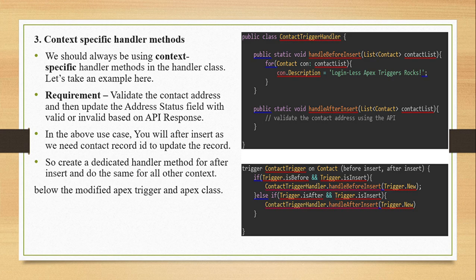So here are the two pictures of the modified Apex trigger and Apex class. The first one is public static void handleBeforeInsert(List<Contact>), where the contact description logic is separated, and the second is public static void handleAfterInsert(List<Contact>). Then the trigger calls the class and method: if Trigger.isBefore and Trigger.isInsert, handleBeforeInsert will be executed, or if Trigger.isAfter and Trigger.isInsert, ContactTriggerHandler.handleAfterInsert will be executed.